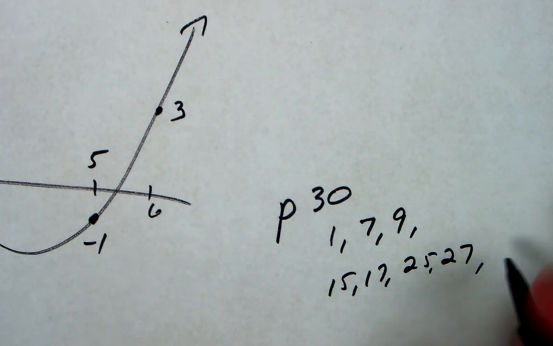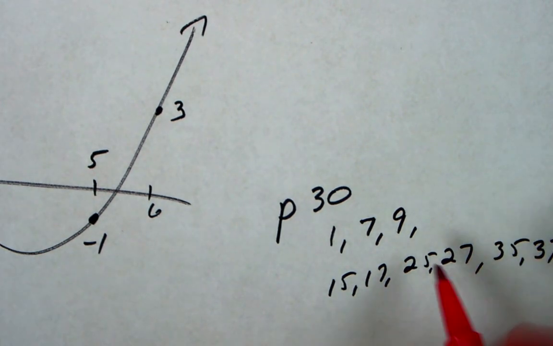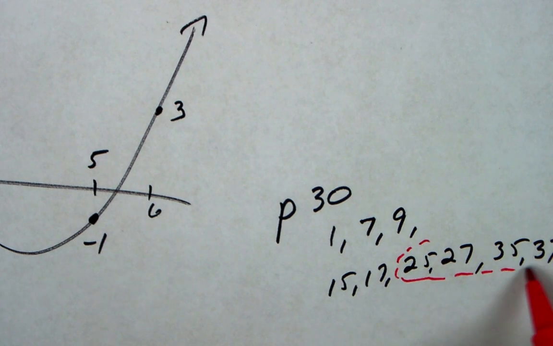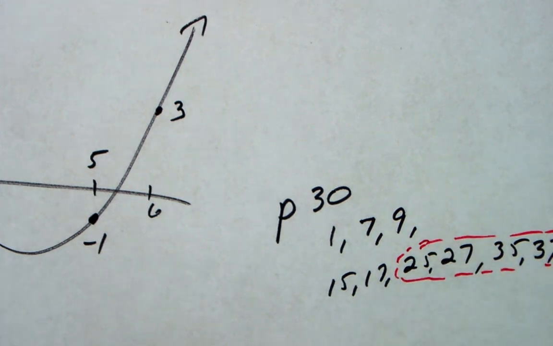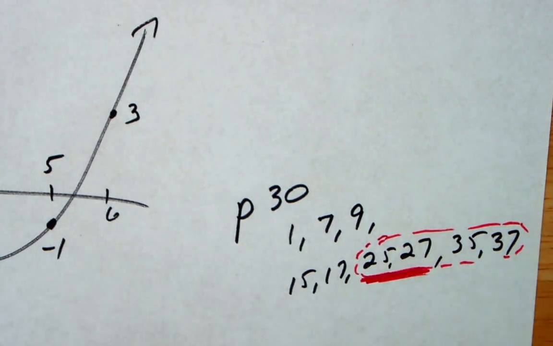I'm going to write the rest down real quick. 35, 37. So these, consider those. I want you to, what the heck? Especially 25, 27. See how you can do with those. 35, 37, we might have to discuss a little bit.